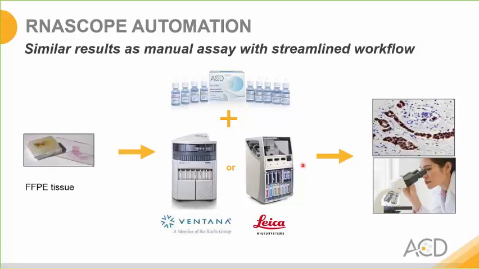Overall, automation not only has the potential to save significant hands-on time for researchers and laboratorians, but it also provides for greater reproducibility in assay performance, both from day to day, batch to batch, as well as operator to operator. So this really improves on the reliability and robustness of the assay.